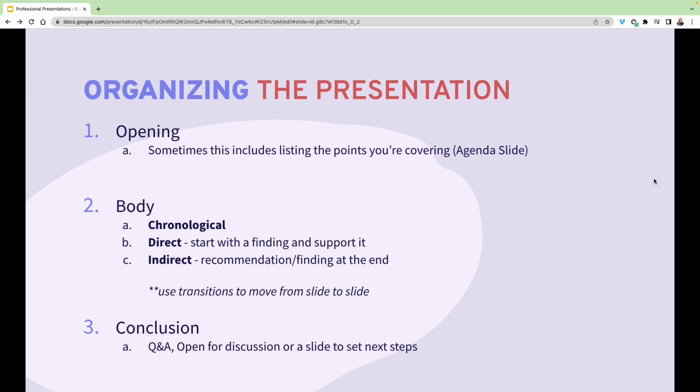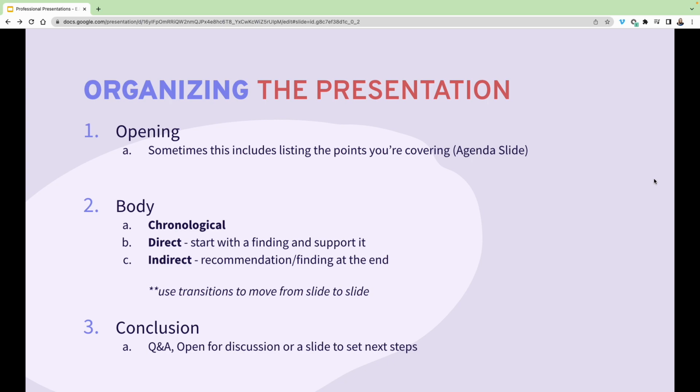And then finally, you'll want to have a strong conclusion. Typically, this conclusion is ending with a slide that opens it up for questions or potentially a discussion about your topic. Or in some cases, it's a slide to select next steps. Another example for me in the business world is that as I give presentations daily in my current role as a sales rep, I am always ending my presentations with how we are going to set next steps.